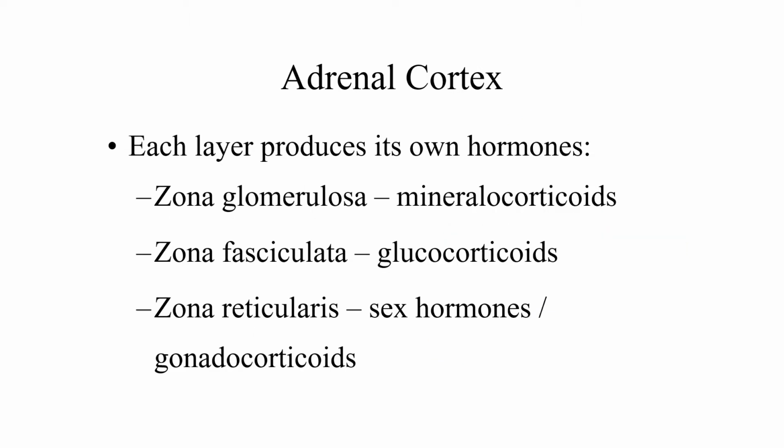In the adrenal cortex, there are three layers, and each one produces its own type of hormones. Each layer is called a zone or a zona, and so starting from the outermost layer, we have zona glomerulosa. It produces a class of hormones called mineralocorticoids. The middle region of cells produces glucocorticoids. Those middle region cells are called zona fasciculata. And finally, we have a deep layer called zona reticularis that produces sex hormones, otherwise known as gonadocorticoids.